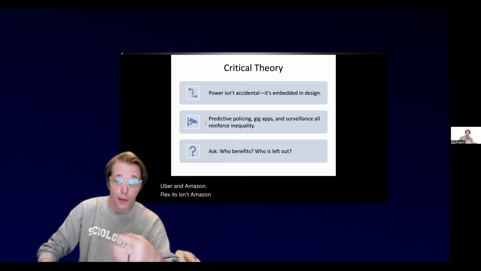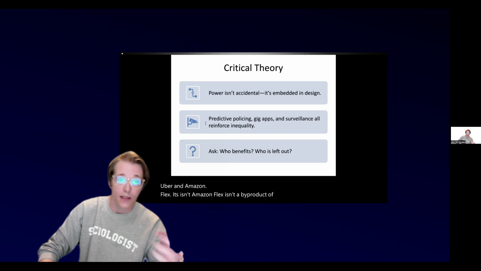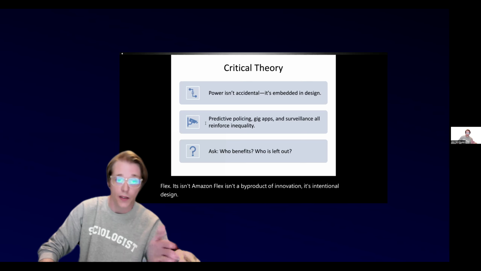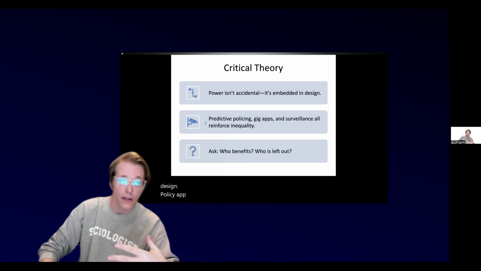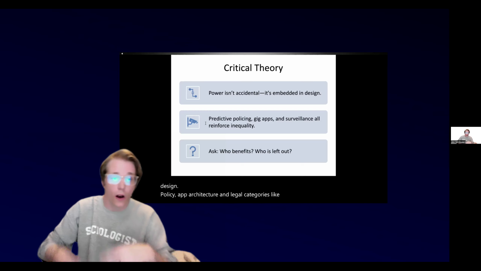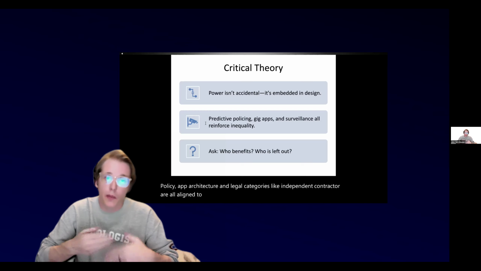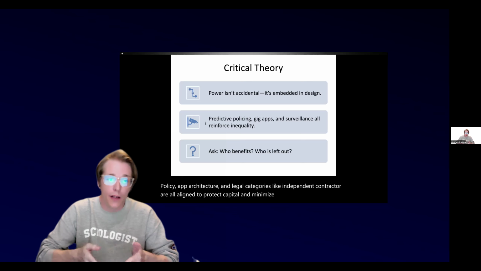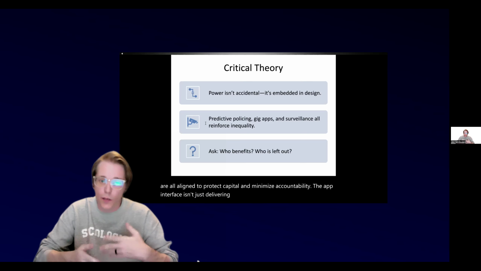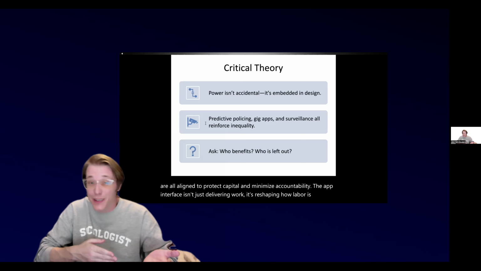Amazon Flex isn't a byproduct of innovation, it's intentional design. Policy, app architecture, and legal categories like independent contractor are all aligned to protect capital and minimize accountability. The app interface isn't just delivering work, it's reshaping how labor is valued, or even devalued.